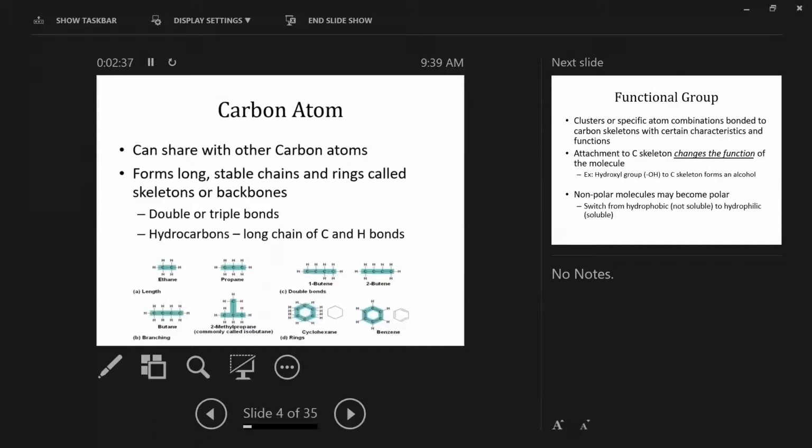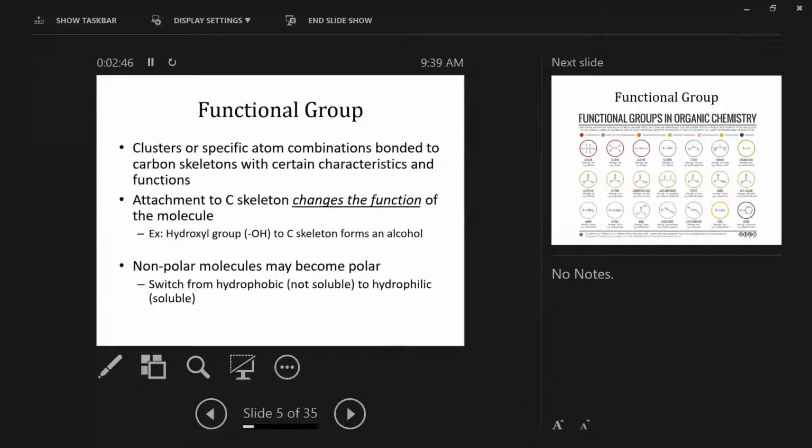We discuss how the carbon atom can form long chains of hydrocarbons, of carbon and hydrogen bonds, that we can attach a functional group to change the function. The molecule could then go do something else. It could become polar or nonpolar, soluble or non-soluble in water, but we can essentially recycle and reuse the basic components of our molecules.